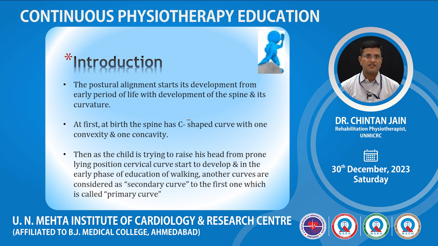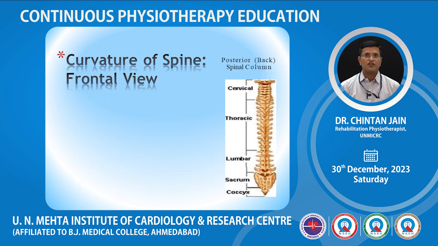Then as the child tries to raise his head from prone lying position, the cervical curve starts to develop, and in the early phase of learning to walk, other curves develop, which are considered secondary curves to the first one, which is called the primary curve. So when the fetus is in the womb, the spinal curve is called the primary curve, and then after birth it develops secondary curves. Let's understand this with the curvature of the spine.